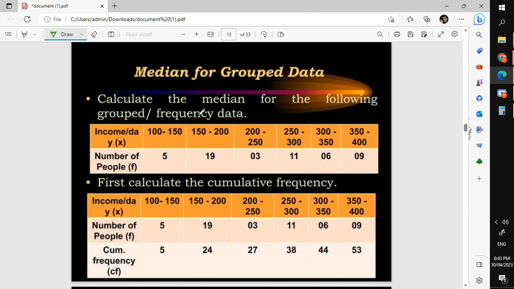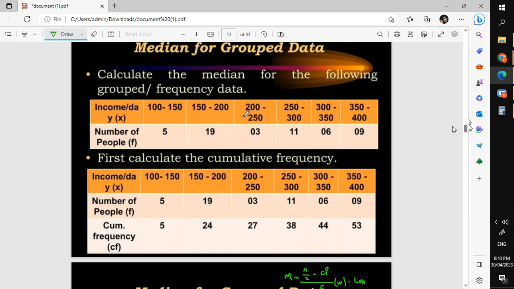Okay, so in this example, calculate the median for the following grouped or frequency data. The first row here has the income per day, or the variable X, and the second row is the frequency, or the number of people that corresponds to a certain income per day. Then for the second table, we already have the cumulative frequency. So 5 plus 0, that's still 5. And then 19 plus 5, that gives us 24, plus 3, that's 27, plus 11, that's 38, plus 6, that's 44, plus 9, that's 53.